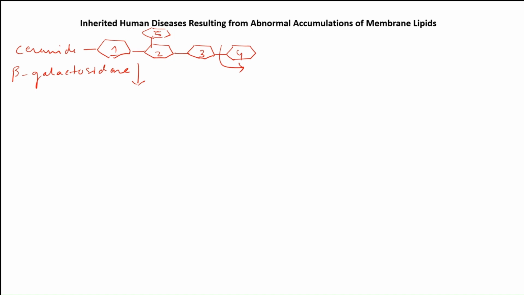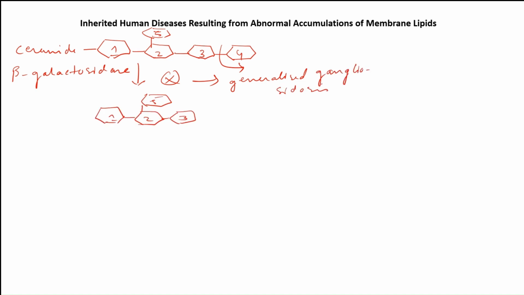So ceramide, that is the basic element, this is cerebroside. This molecule is removed with the help of enzyme beta-galactosidase. If not removed, then it will cause a disease known as generalized gangliosidosis. So after the removal of this molecule, this remains. Now to degrade and remove this carbohydrate, the enzyme used is hexosaminidase. If not removed, in that case, it will cause the disease known as Tay-Sachs disease.